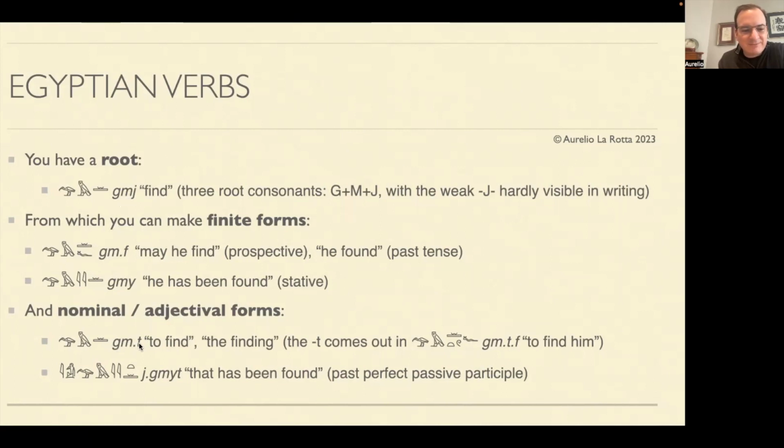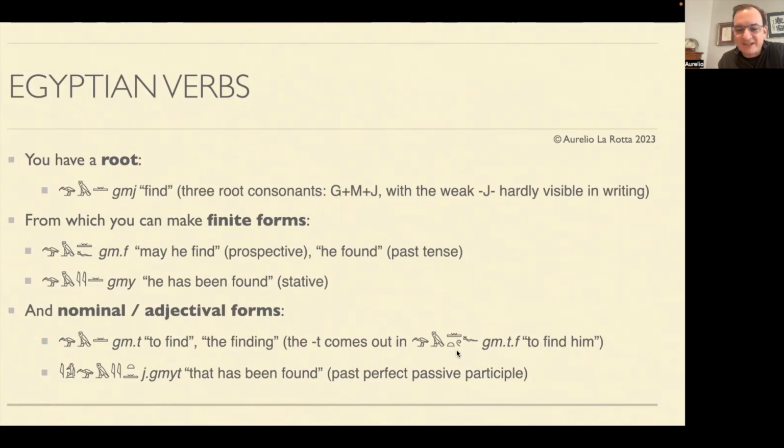So it really becomes gimet. Now, as you know, final T in late Egyptian falls off. It becomes inaudible, or maybe it's like a glottal stop. And so it doesn't show up in the spelling of the infinitive per se, but it comes out when you stick another ending after it.